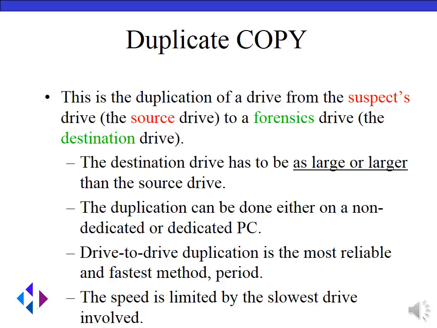Duplicate copy. This is the duplication of a drive from the suspect drive, the source drive, to a forensics drive, the destination drive. The destination drive has to be larger than or as large as the source. The duplication can be done on either a non-dedicated or dedicated PC. Drive-to-drive duplication is the most reliable and fastest method, period. The speed is only limited by the slowest drive involved.